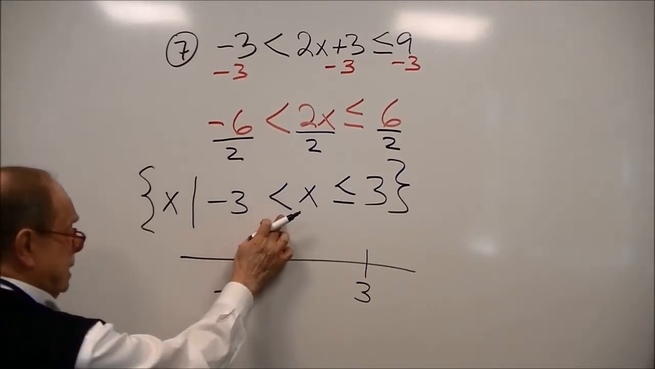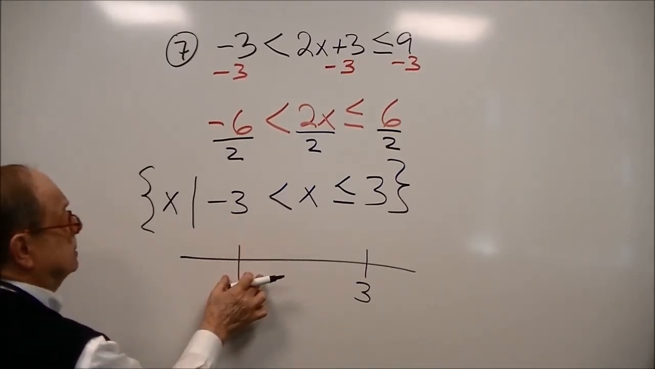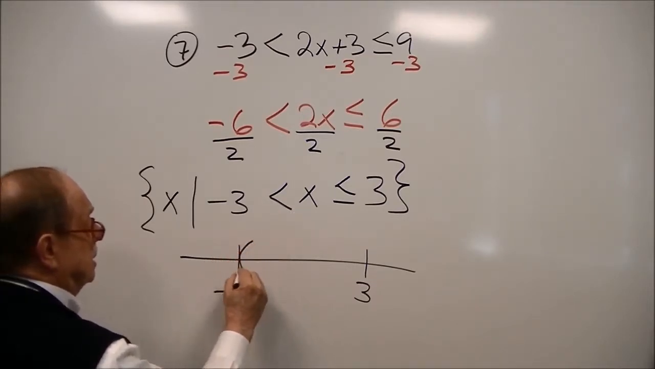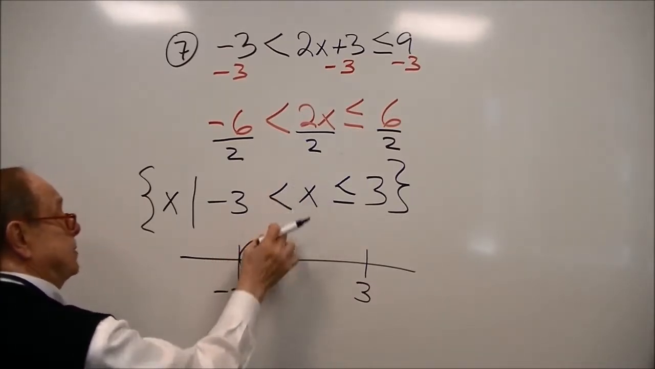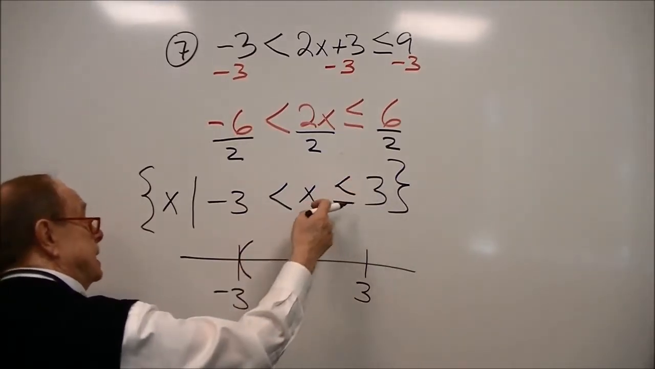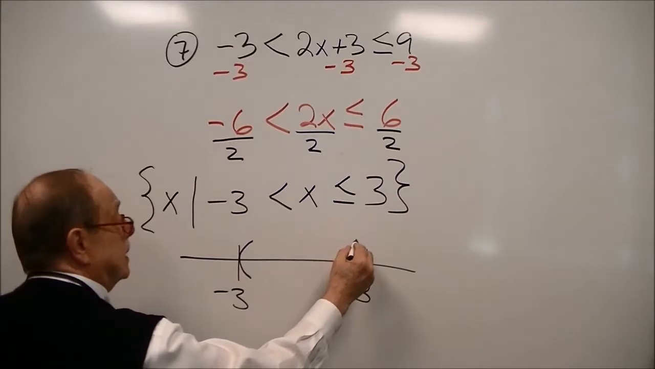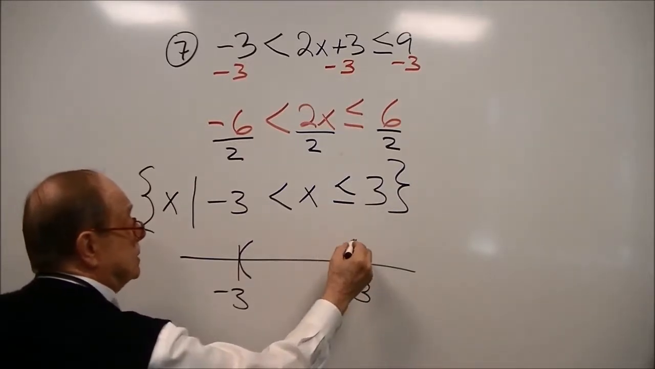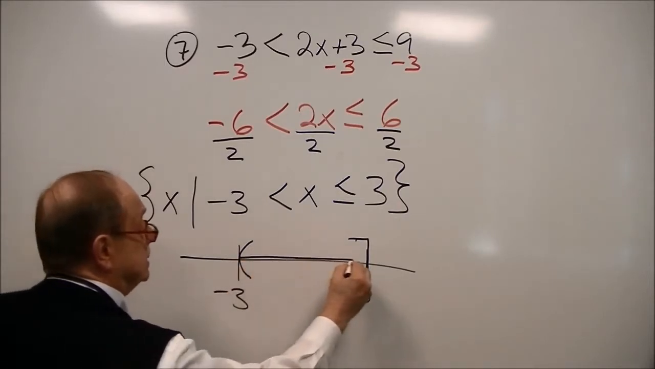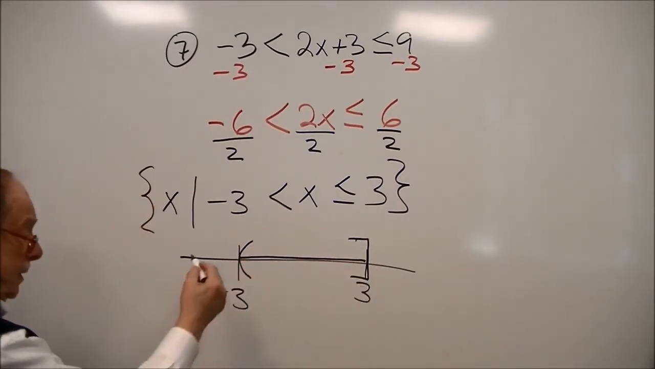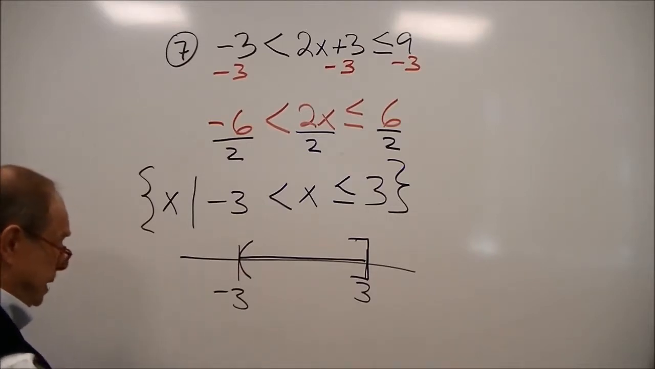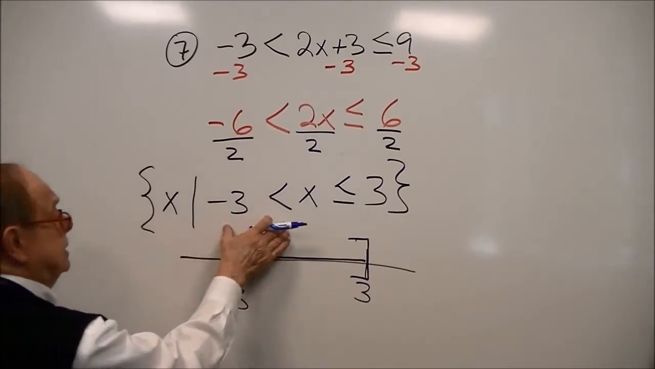And what sign do we put here? Well, this is less than, because x is greater than, it goes this way. Here x is less than, going this way. But it's also equal, so we're going to put a bracket there, darken the center, and that would be the graph. And then set builder notation, again, there's this one.